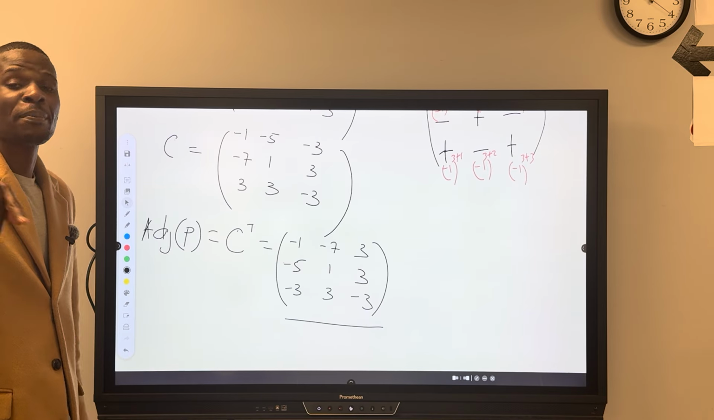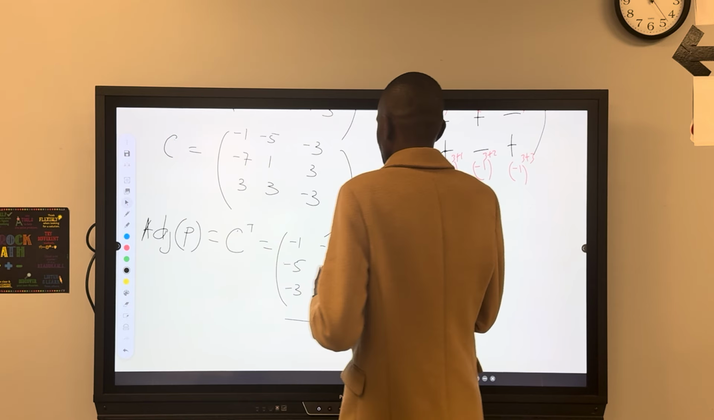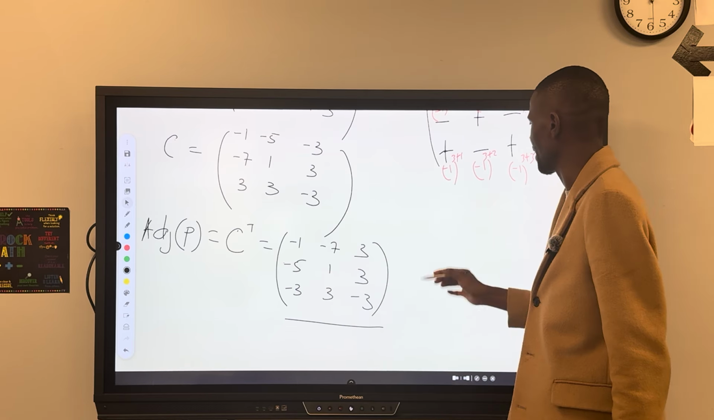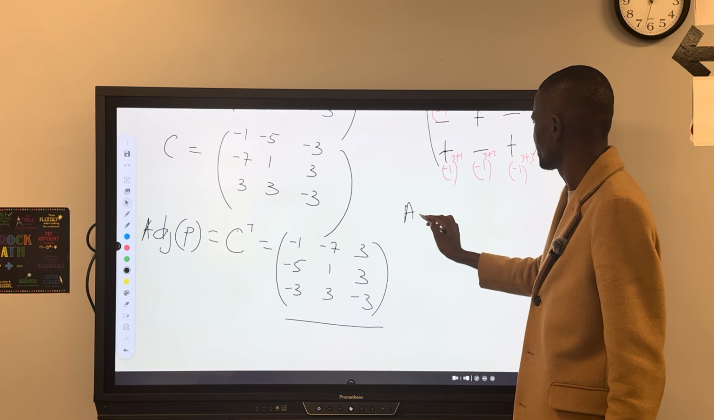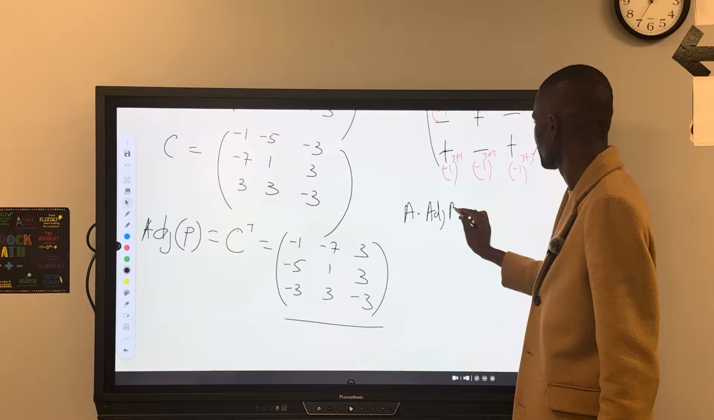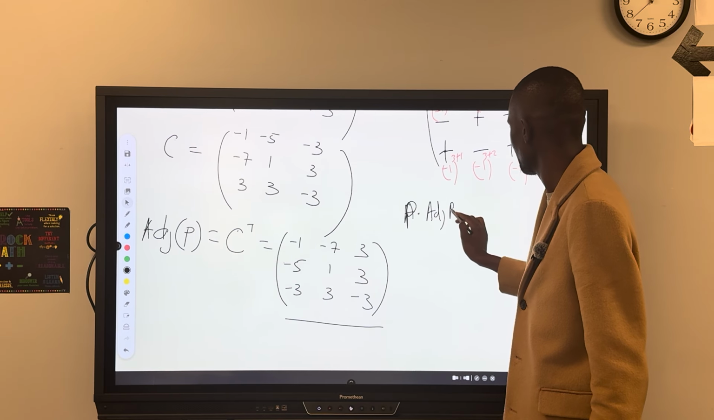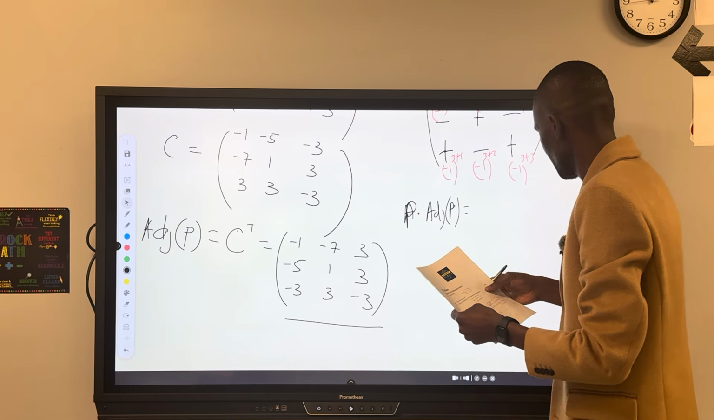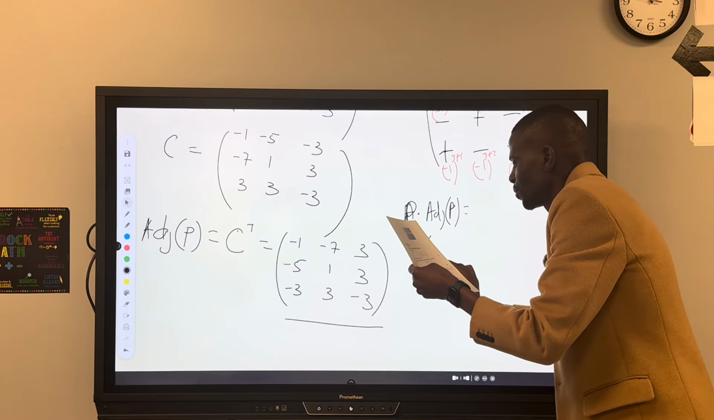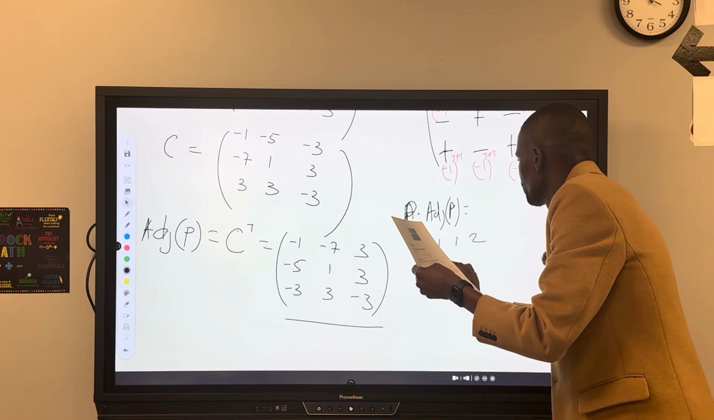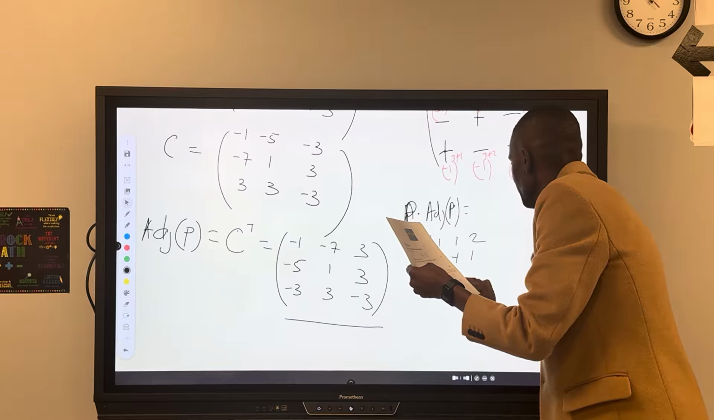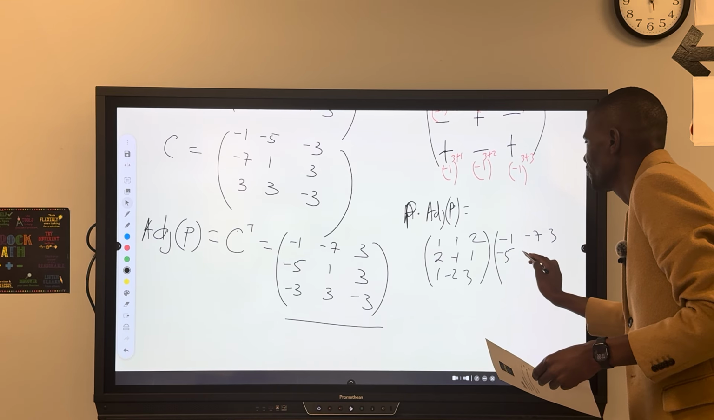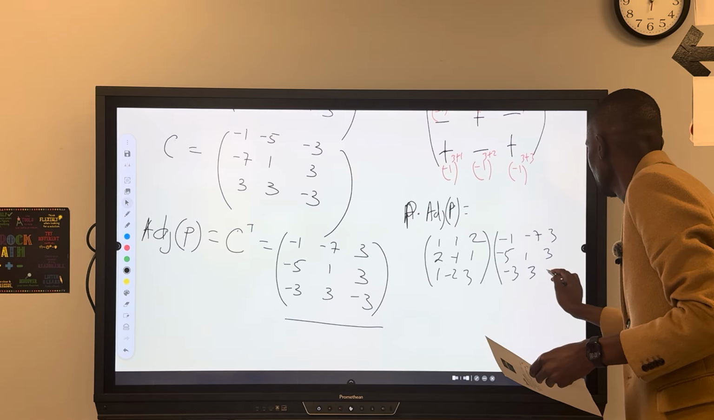Remember, I promised you that we can find the determinant using the other method, where we can either pre or post multiply the matrix by that. So let's see. If I say A times adjoint of A, this was P, right? So P times adjoint of P is equal to what? Our matrix P was 1, 1, 2, 2, -1, 1, 1, -2, 3, multiplied by -1, -7, 3, -5, 1, 3, -3, 3, -3.